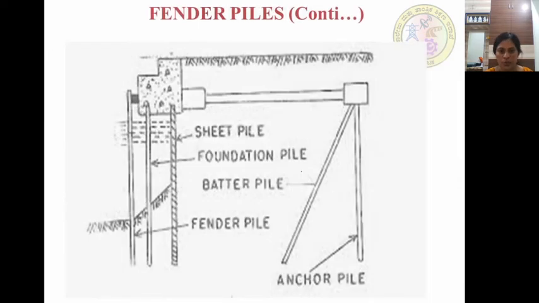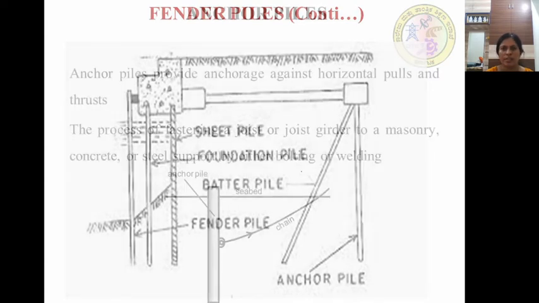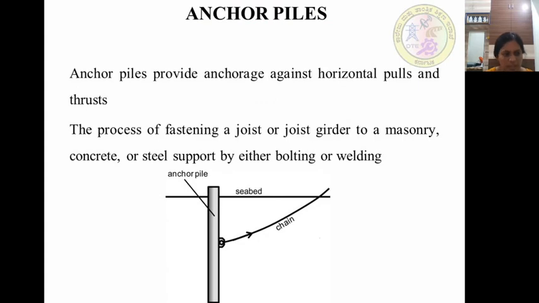And the figure shows the fender piles and different types of piles, that means sheet piles, batter piles, fender piles and also anchor piles. It is shown in the figure. Okay, so these piles will be provided in the subsoil. And next, anchor piles. Anchor piles provide anchorage against horizontal pulls and trusses.